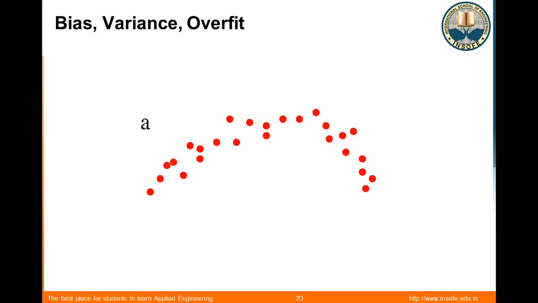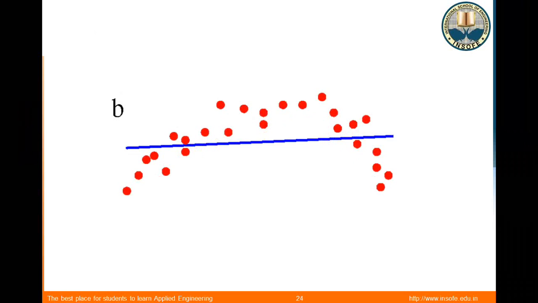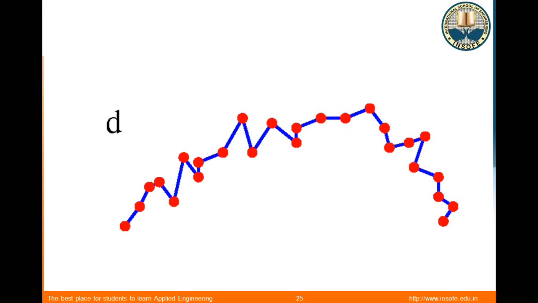So let's say I have a set of data points like this. I can fit some linear function like this. You see that this has a lot of error. This is called bias. There is a lot of error in your model. You can also fit like this. This has zero error on this data, but that's never your goal.